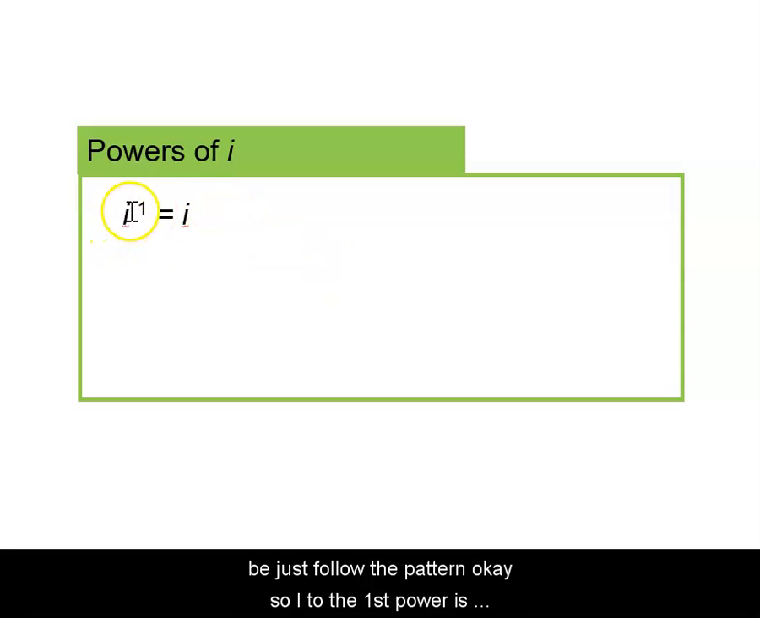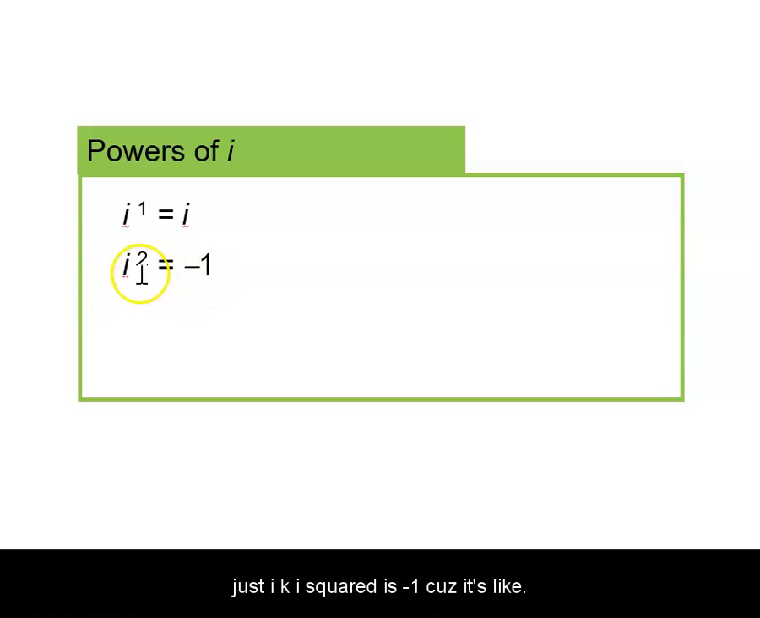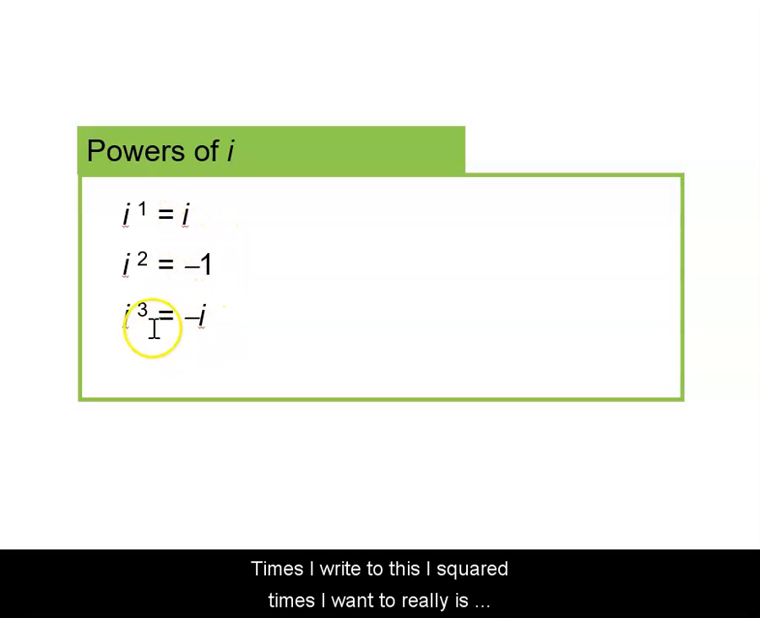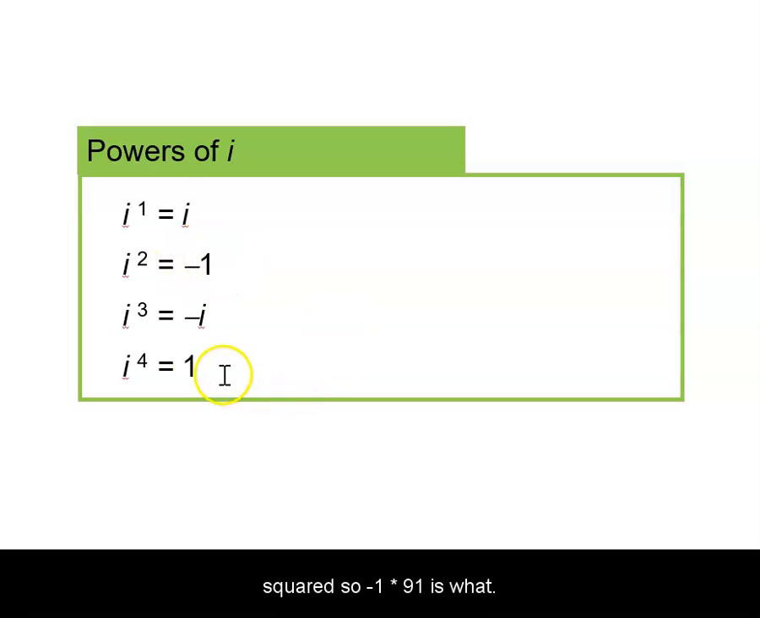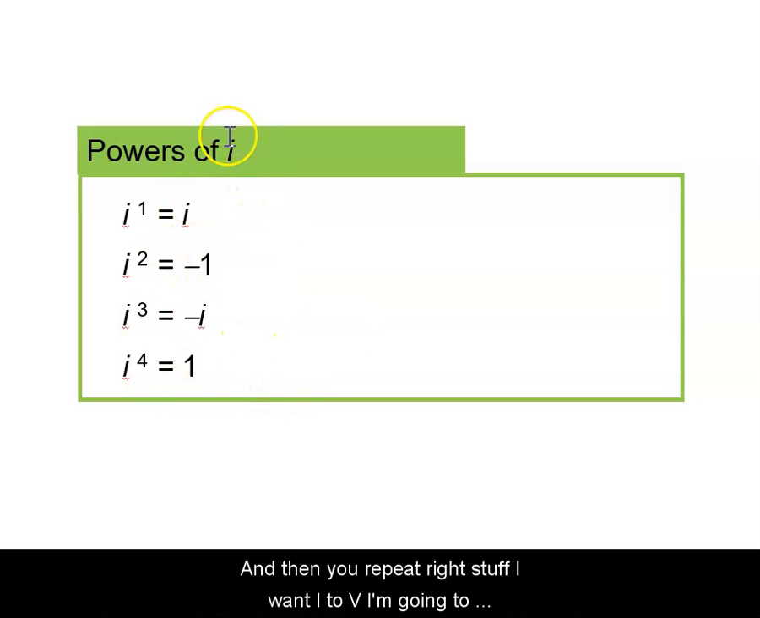So i to the first power is just i, okay? i squared is negative 1 because it's i times i. i cubed is going to give you negative 1 times i, right? Because it's i squared times i to the 1. So you're really just multiplying these two numbers together to get negative i. And then i to the fourth is the same thing as i squared times i squared. So negative 1 times negative 1 is 1. And then you repeat, right?